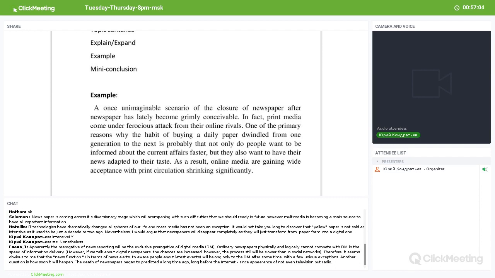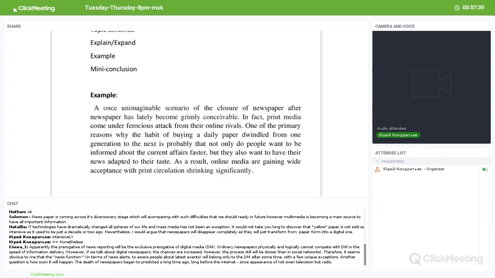Okay, so Irene has written, apparently the prerogative of news reporting will be the exclusive prerogative of digital media. Ordinary newspapers, physically and logically, cannot compete with DM in the speed of information delivery. However, if we talk about digital newspapers, the chances are increased. However, the process still will be slower. Okay, maybe you can change it to will still be slower, but it's just a matter of taste. So, still will be slower than in social networks.